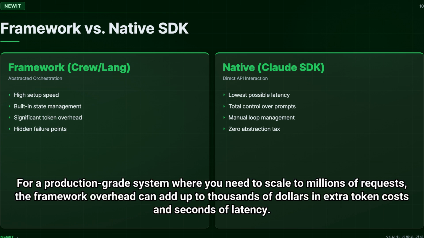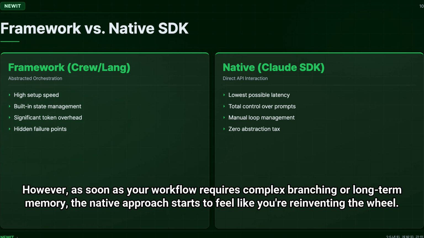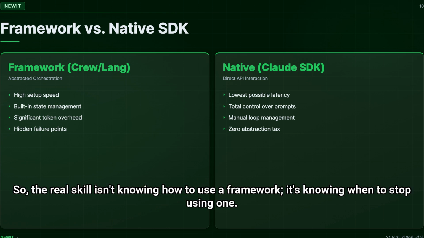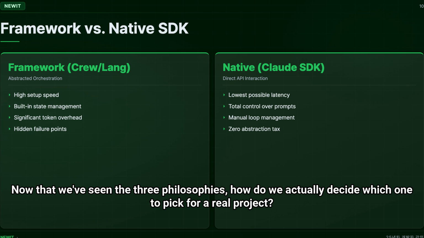You see every token. For a production-grade system where you need to scale to millions of requests, the framework overhead can add up to thousands of dollars in extra token costs and seconds of latency. However, as soon as your workflow requires complex branching or long-term memory, the native approach starts to feel like you're reinventing the wheel. You'll end up writing your own mini version of LangGraph. So the real skill isn't knowing how to use a framework. It's knowing when to stop using one.